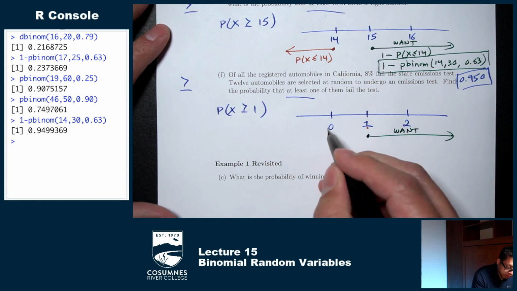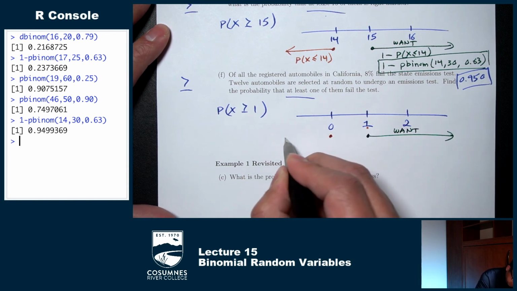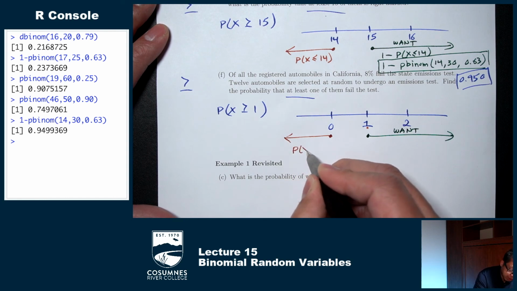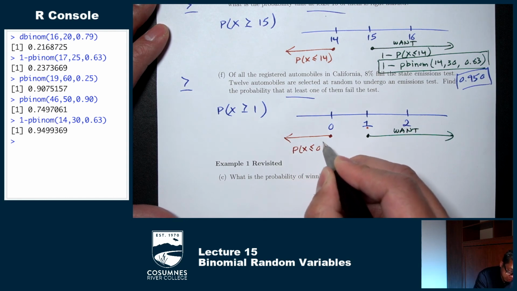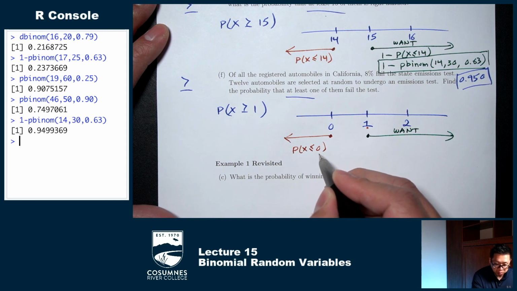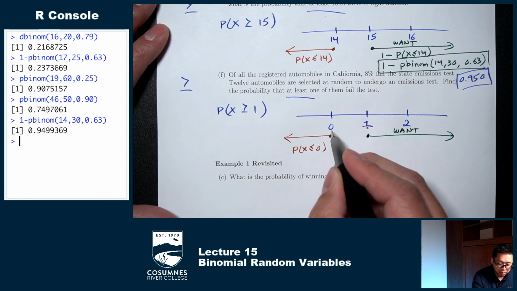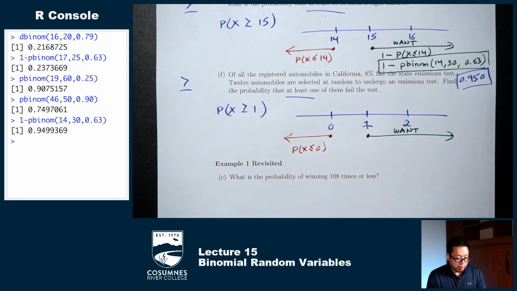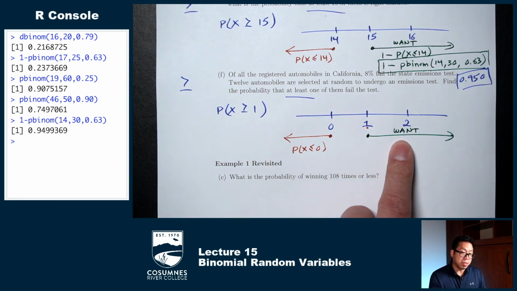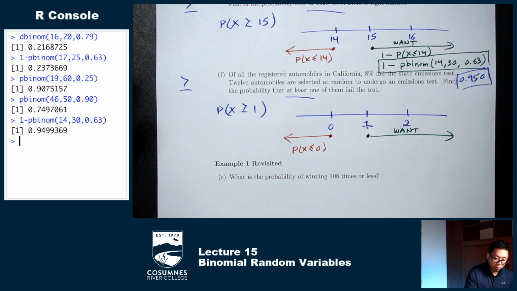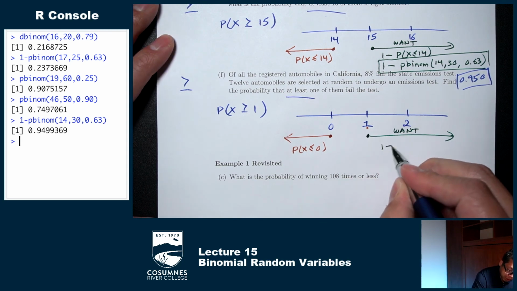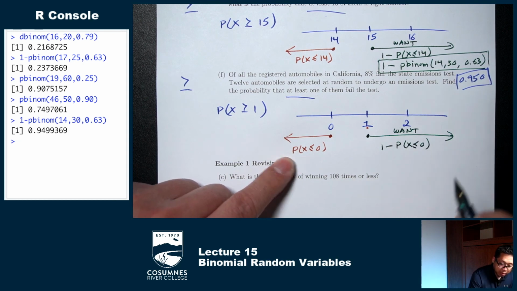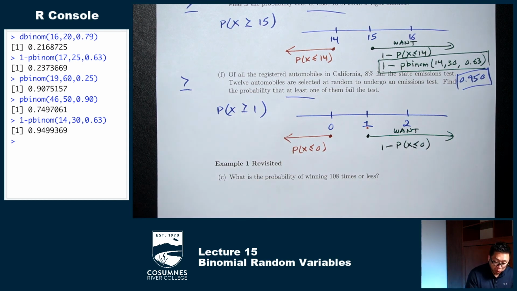So the left part is 0 and to the left. 0 and to the left is rewritten as less than or equal to 0. Less than or equal to 0 is 0 or less, 0 to the left. Because I want the right part, which is the complement, do 1 minus x less than or equal to 0. So that's going to help me tell what I need to type into R.